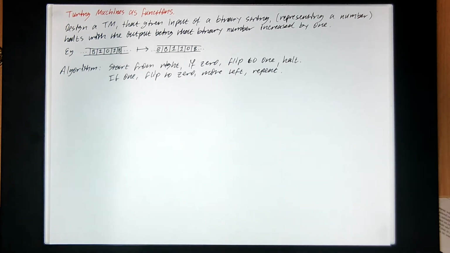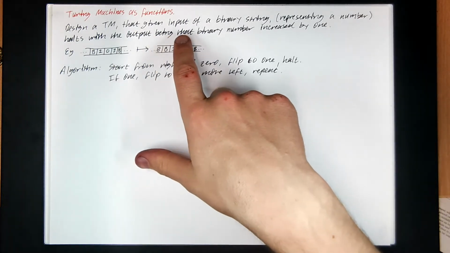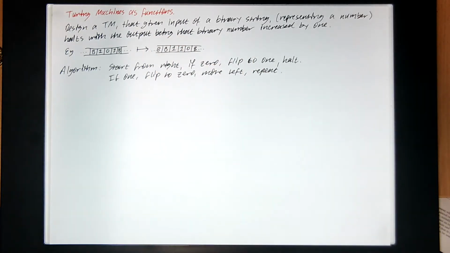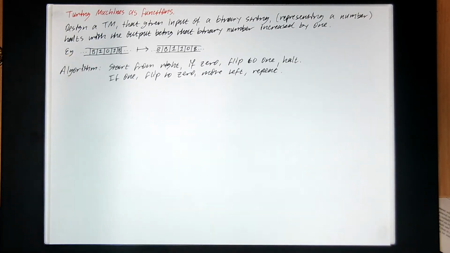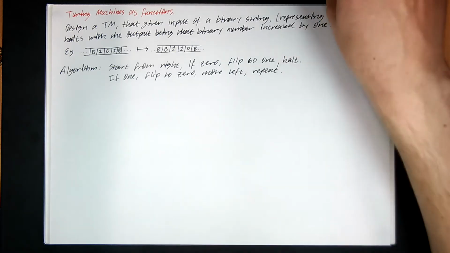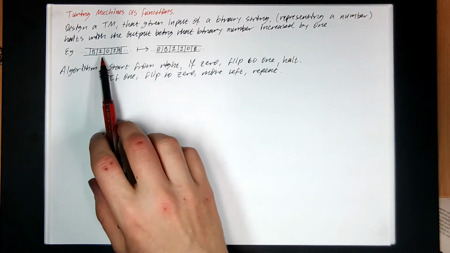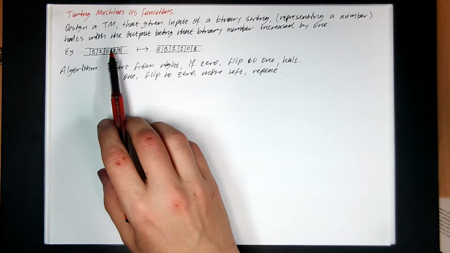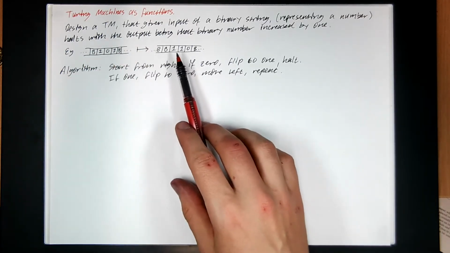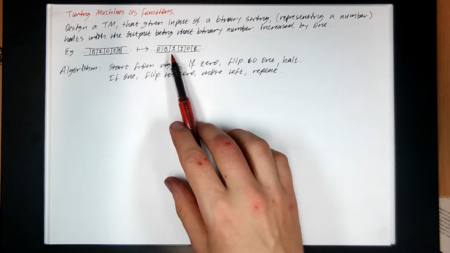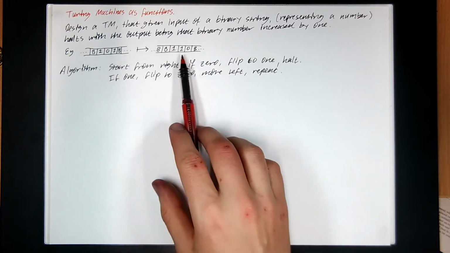Okay, Turing machines can implement functions, right? You can think of a Turing machine like a computer program. So we'd like to design a Turing machine that, given an input of a binary string representing a number, halts with the output being that binary number increased by 1. For example, if the tape started with 101 on it and everything else blank, we'd like the Turing machine to do some stuff and then halt with the tape now reading 110. So take this number incremented by 1.